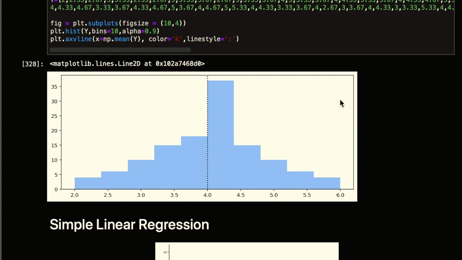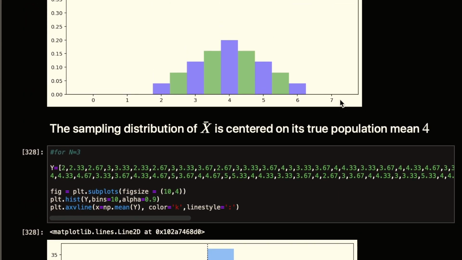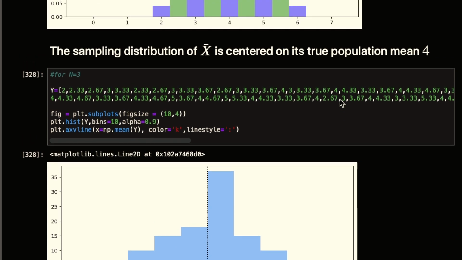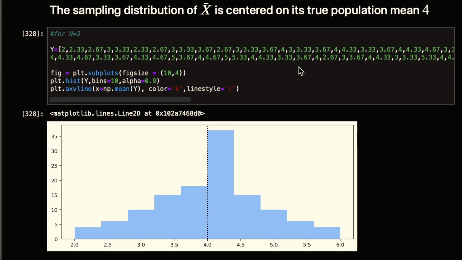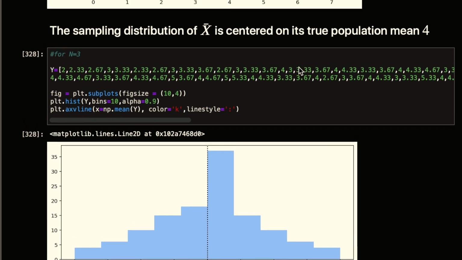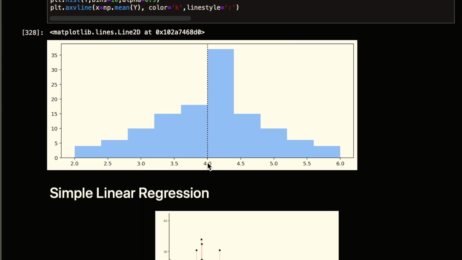If you have noticed, both the sampling distributions with n equals 2 and 3 have a lower bound of 2 and an upper bound of 6, and both of them are centered at 4. But the graph of n equals 3 has relatively thinner tails than the previous one. This implies that the values closer to the center of the distribution have a higher probability of being picked in the case of n equals 3 when compared with the previous one.